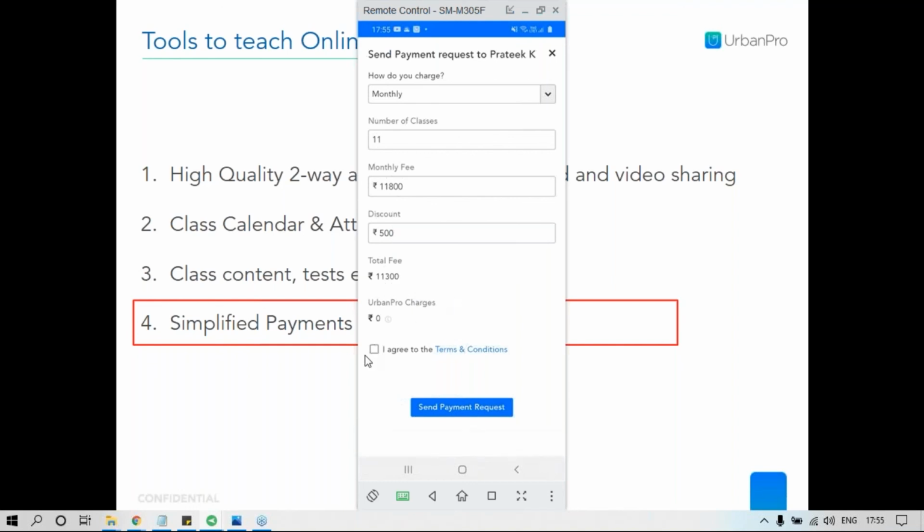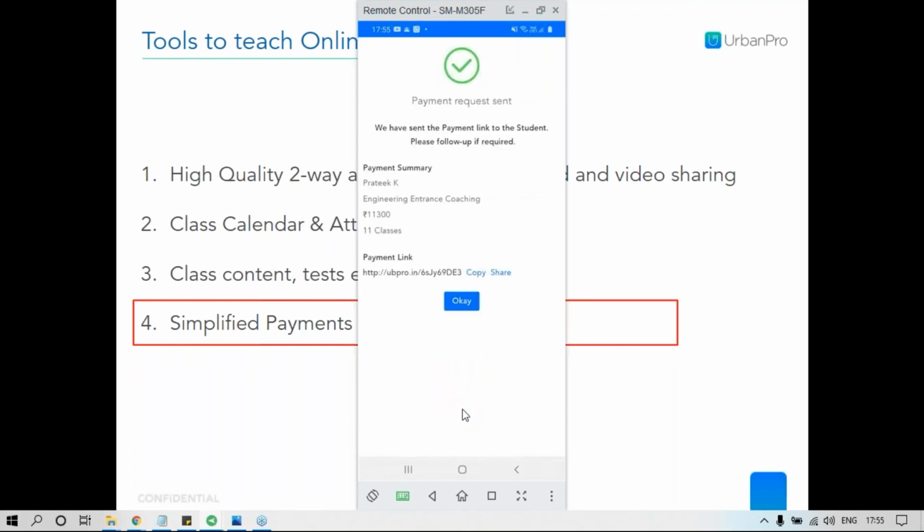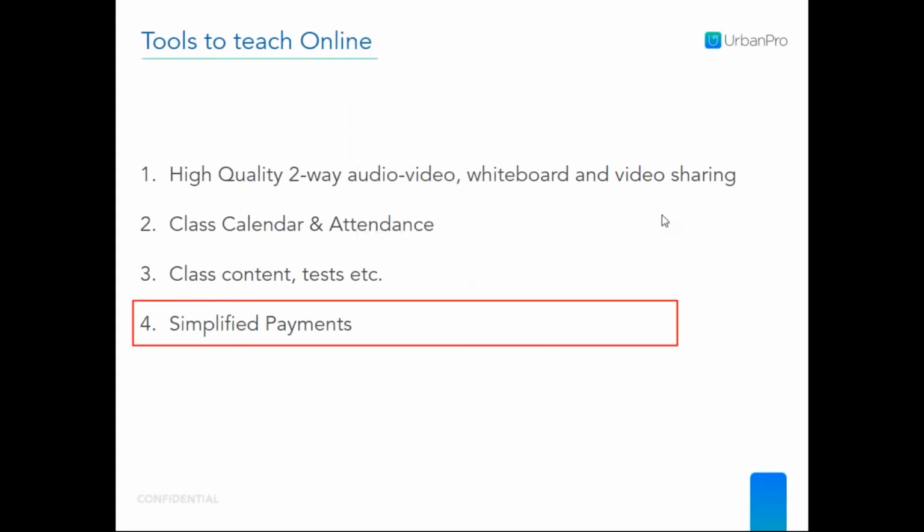If everything is fine, I can just agree to the terms and conditions and then click on send payment request. Once I do that, I will get a confirmation over here telling me that the payment request has been sent, and my student will receive an SMS, an email, and a notification informing them that I have requested a payment. Okay, so those were the tools that are available to you as part of the UrbanPro Live suite.